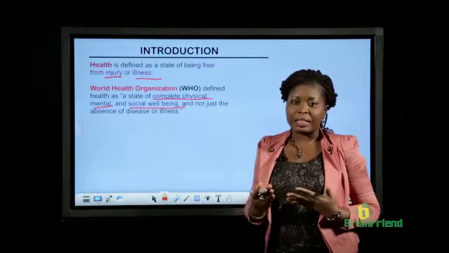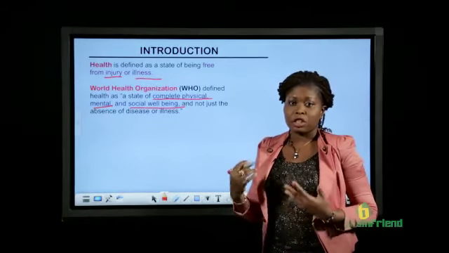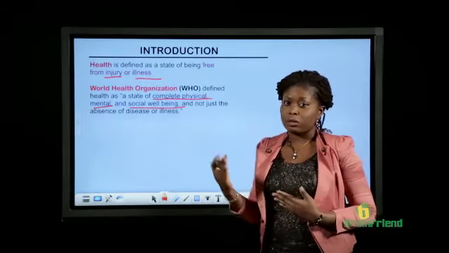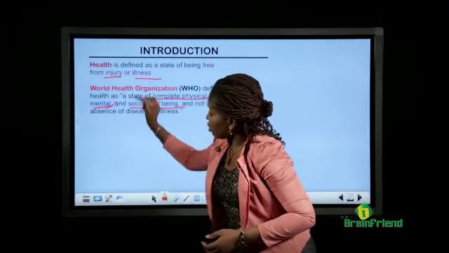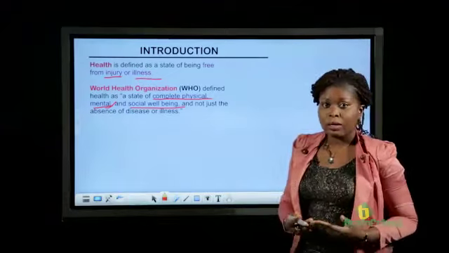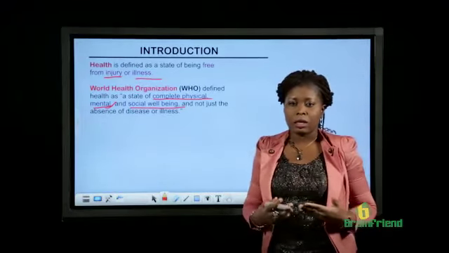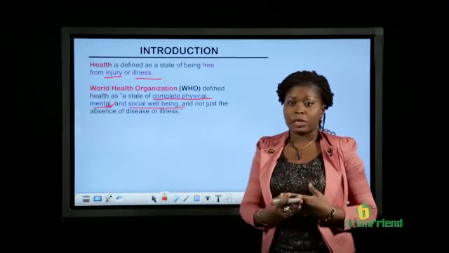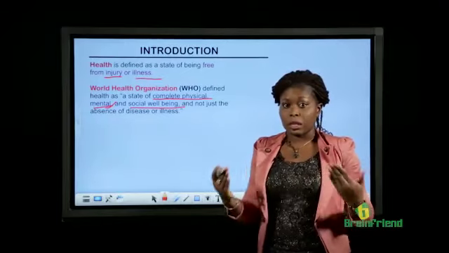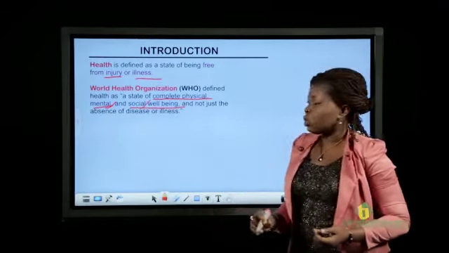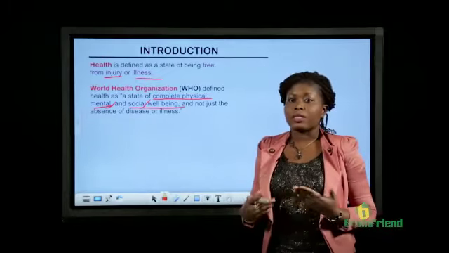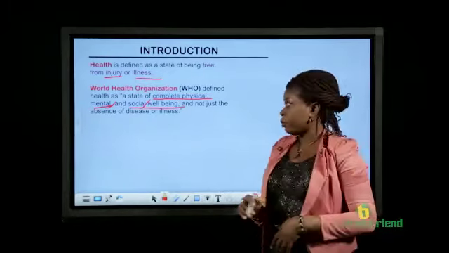Being physically healthy means that you are free from illness and diseases. Being mentally healthy means that someone can understand or easily grasp what happens around him and understand what people say. And being socially healthy means that one is able to interact with other people.